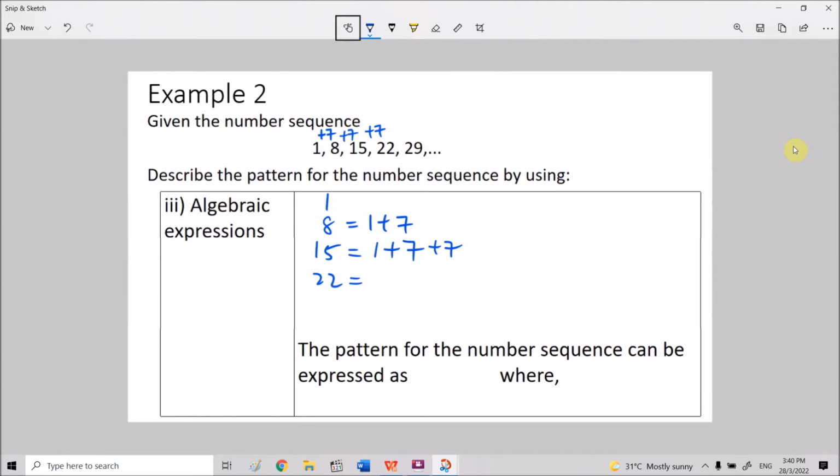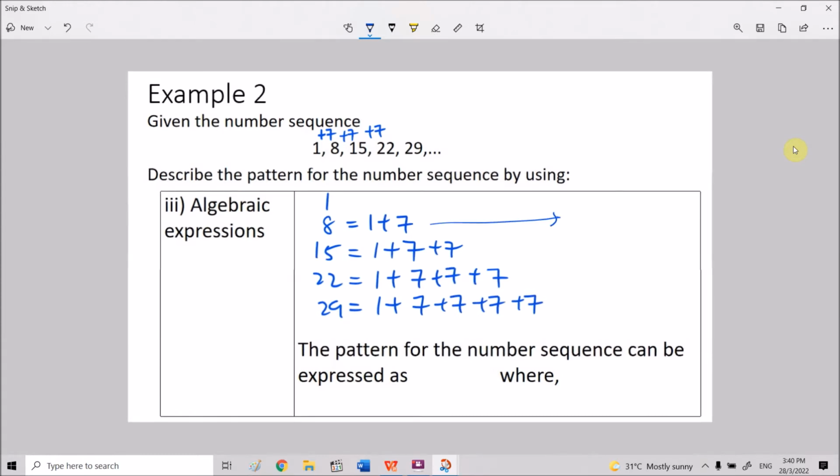And 22 is equals to 15 plus 7. Now we do the same thing here. 15 replaced with 1 plus 7 and 7. You get 15. So 15 is 1 plus 7 plus 7. And I think you know how to write the rest. Oh, this is 1 plus 7 plus 7 plus 7. And there are 4 7s.